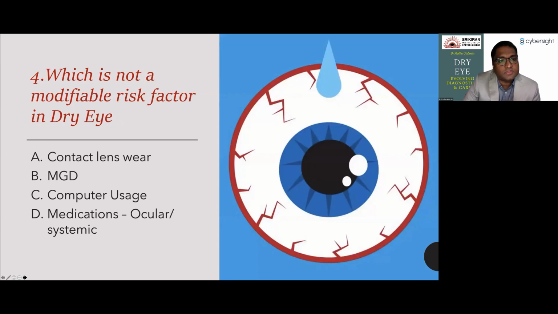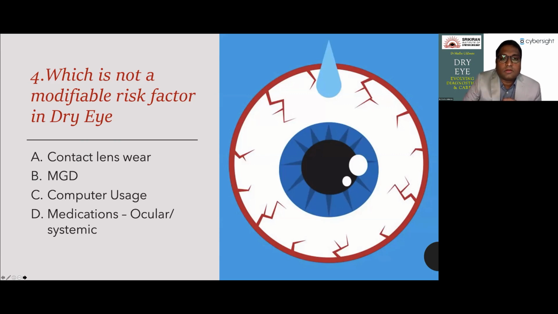Thank you for the response. Which is not a modifiable risk factor in dry eye? Which is not a modifiable risk factor? A, contact lens wear. B, meibomian gland dysfunction. C, computer usage. D, medications. This could be ocular or systemic. And your time starts now.